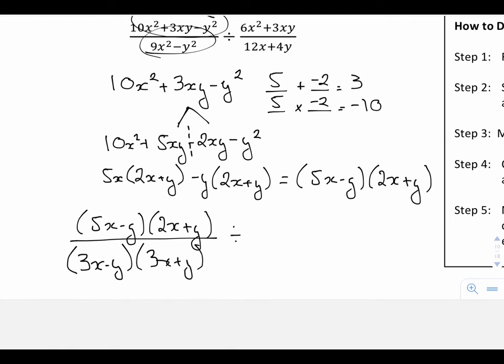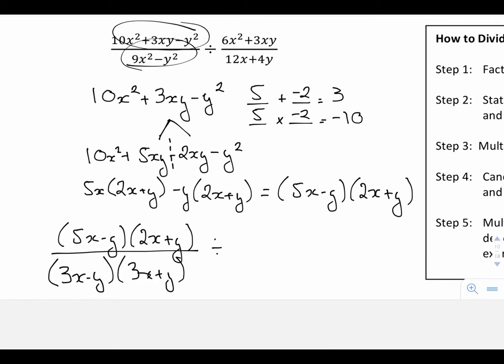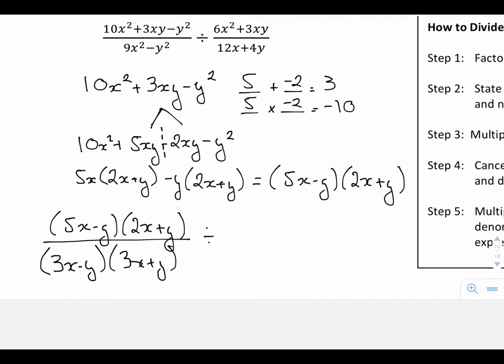And this is all divided by my second fraction. I have a common factor in the numerator and in the denominator, so let's common factor those both before we write them out. So here we have divided by 3x times 2x plus y, and in my denominator I have 4 times 3x plus y. Okay, so we've factored both numerators and denominators of both fractions.